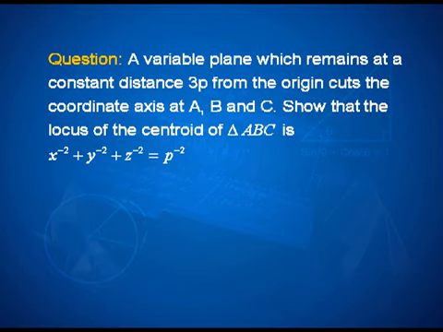This expression is nothing but, reading it as, 1 by x square plus 1 by y square plus 1 by z squared is equal to 1 by p squared. Now, how do we come across such an expression?